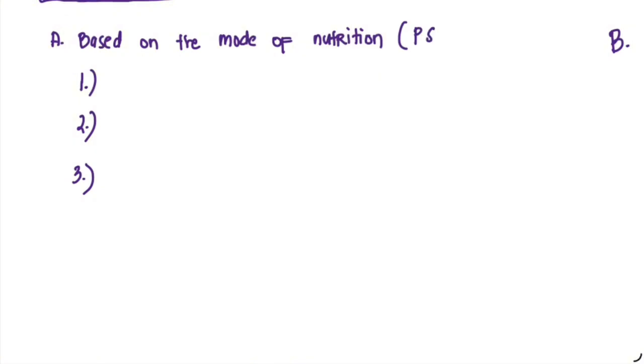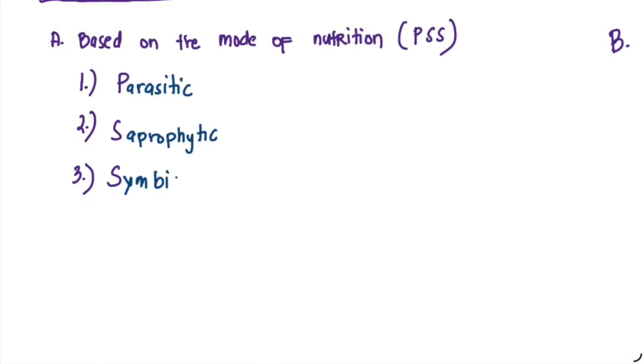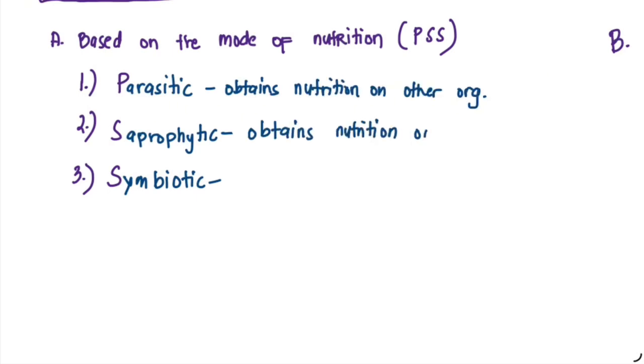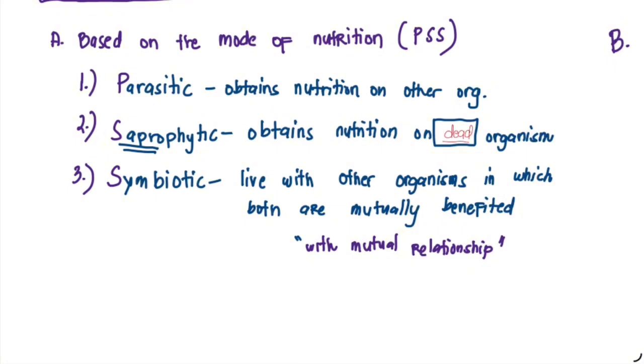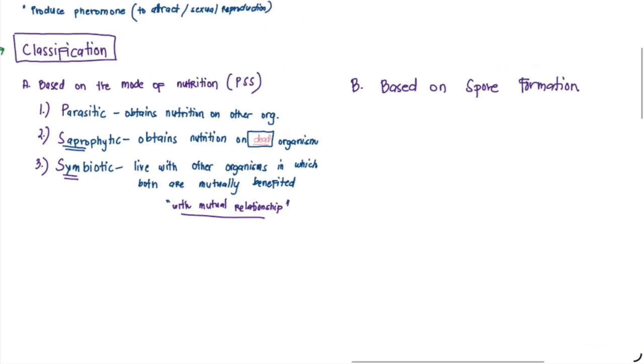Meron tayong PSS. Now, P for parasitic, S for saprophytic, and the symbiotic. So, sa parasitic, they obtain nutrition on other organism. Okay, as parasite, no? Ang saprophytic, they obtain nutrients or nutrition on dead organisms. Pag symbiotic naman, I have mentioned, no, ito yung with mutual relationship wherein organisms live with other organisms then as well, in which they are both mutually benefited. Okay? So, nag-gain both party.